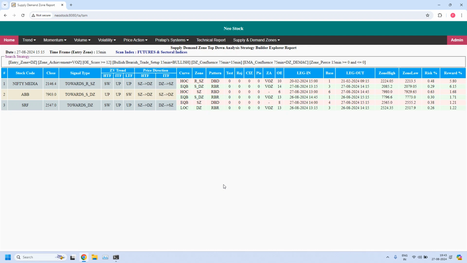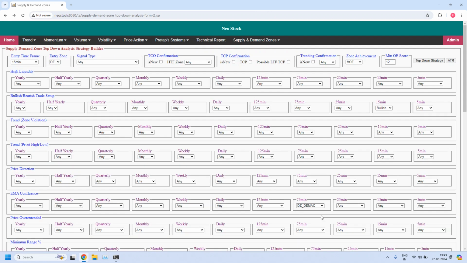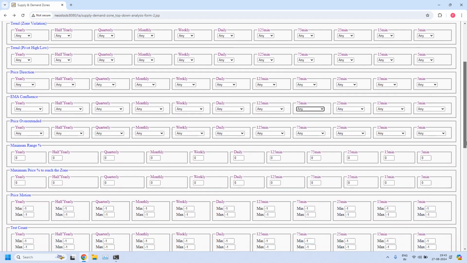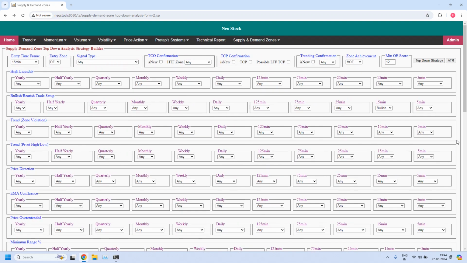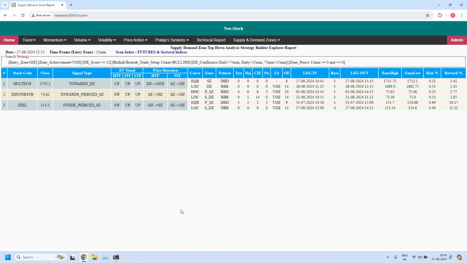Now we will look for LTF, ITF, HTF confluence by removing that EMA confluence filter. So now we are looking for demand zone confluence, LTF, ITF, HTF. That means we already enabled 15 minutes demand zone with 75 is already enabled. Now we are adding 2 more filters, 15 minutes demand zone with the daily EMA confluence and also 75 minutes demand zone with daily EMA confluence. With all the 3 zone confluence, let us check how many will filter. So 3 stocks are currently supporting.